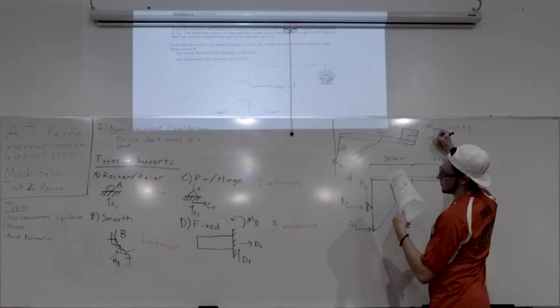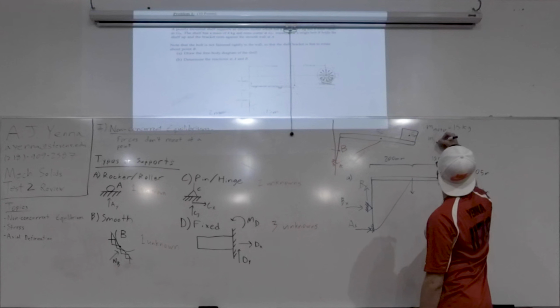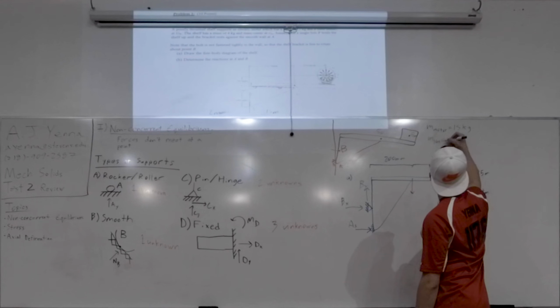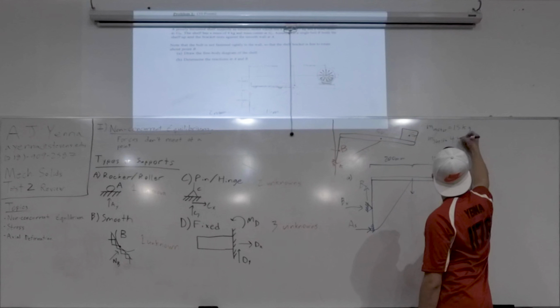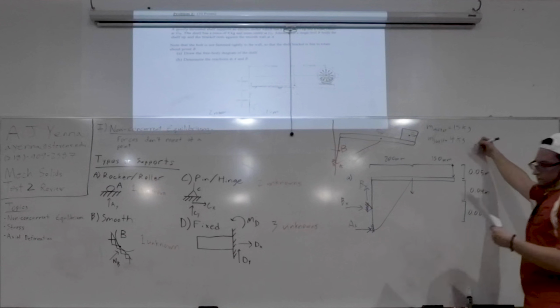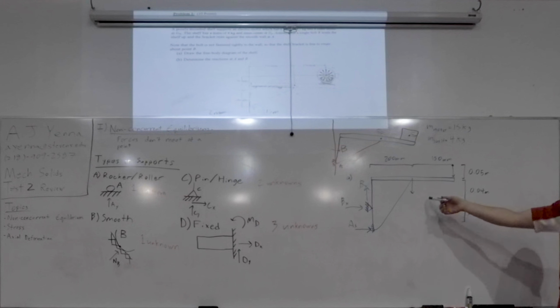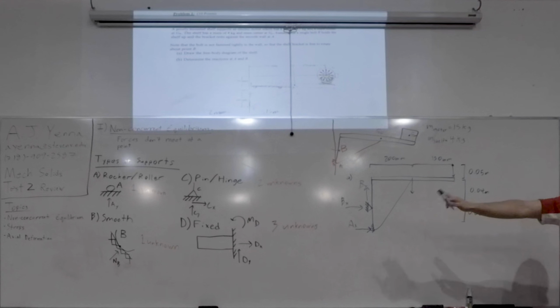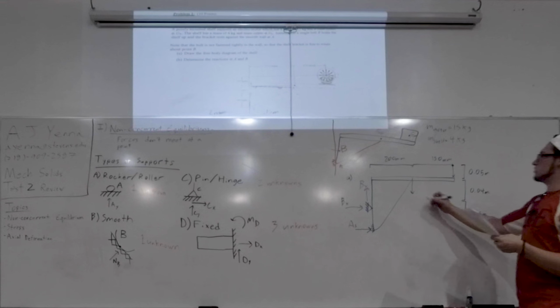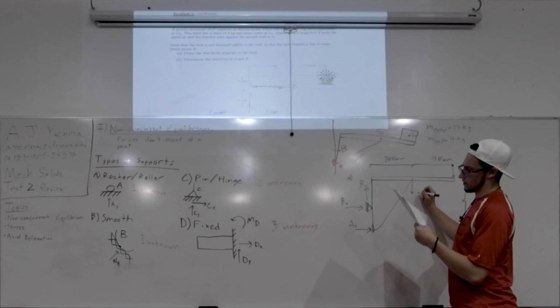And the mass of the shelf is 4 kilograms. So this is part A. We have our free body diagram. That's all you need for that. You could add the values here before you actually get to solving.